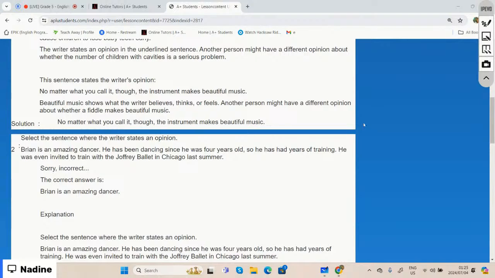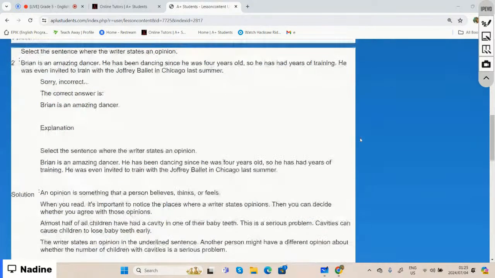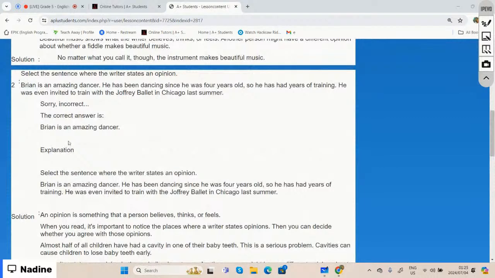Okay, we're looking at the next one. It says Brian is an amazing dancer. He has been dancing since he was 4 years old. So he has had years of training. He was even invited to train for the Joffrey Ballet in Chicago last summer.